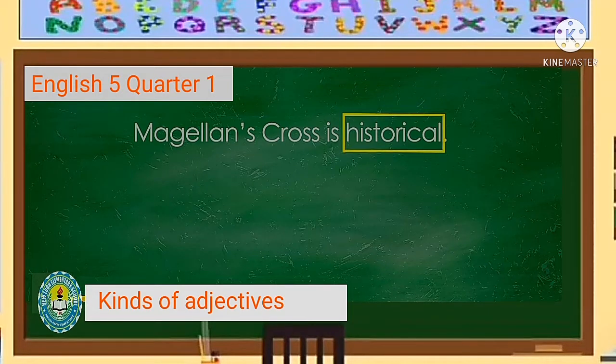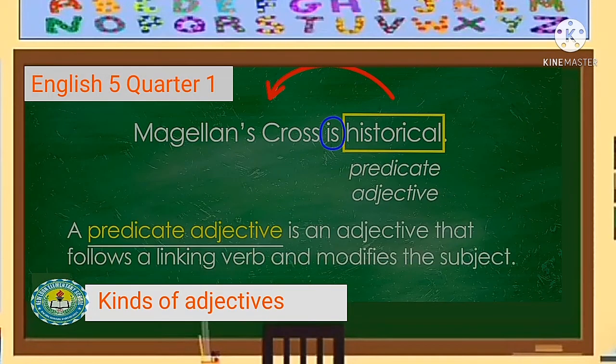Historical is an adjective. It modifies Magellan's cross. Have you noticed the adjective historical appears after the subject and the linking verb? This is because historical is a predicate adjective. A predicate adjective is an adjective that follows a linking verb and modifies the subject.